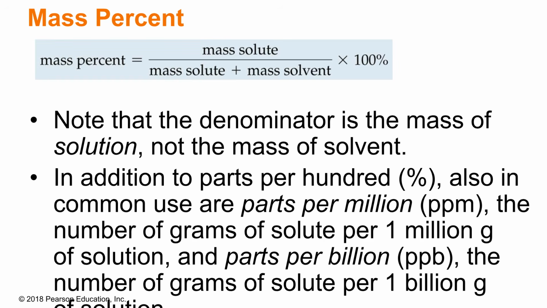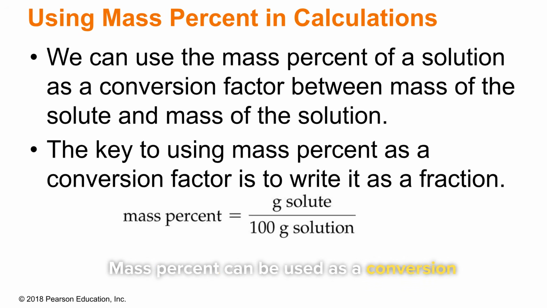Finally, we specify concentration using mass percent, which represents grams of solute per 100 grams of solution. Remember that the denominator must be the total mass of the solution, including both solute and solvent. Mass percent can be used as a conversion factor between the mass of the solute and the total mass of the solution. To do this, simply express the mass percent as a fraction.